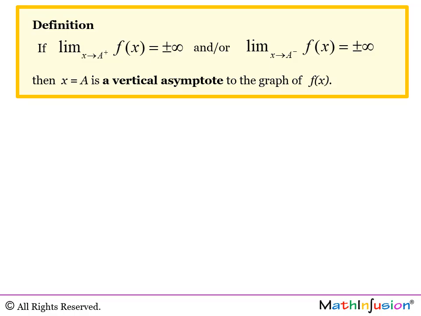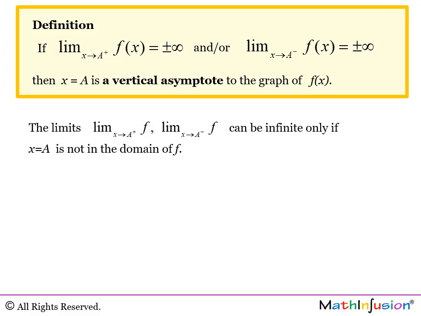Definition: if the limit of the function is plus or minus infinity when x approaches a from the left and from the right, then x equals a is a vertical asymptote to the graph of the function f(x). The limits can be infinite only if x equals a is not in the domain of the function.